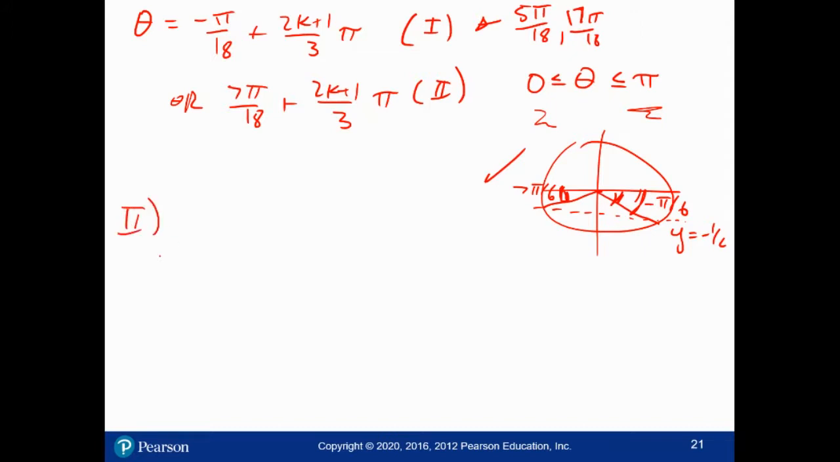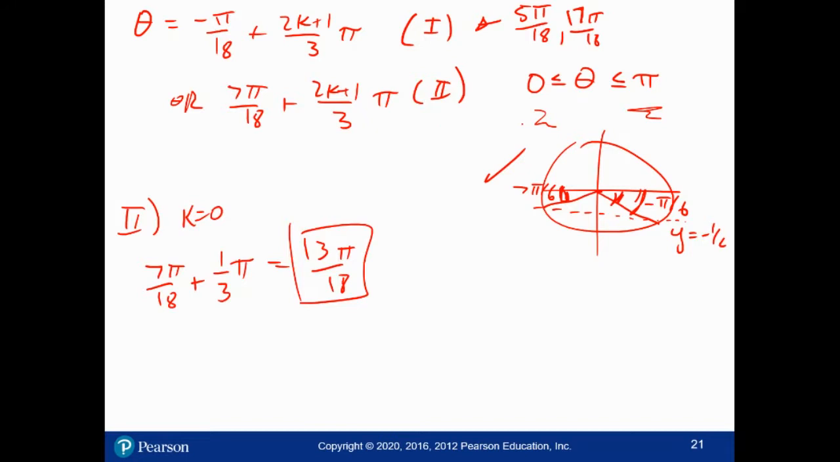Okay. Let's try k equals 0. That gives me 7 pi over 18 plus 1/3 pi. Common denominator still 18, gives me 13 pi over 18. That's a perfectly legit solution. Okay, so I'll come up here and I'll write it down. Let's put it here. 13 pi over 18 worked.